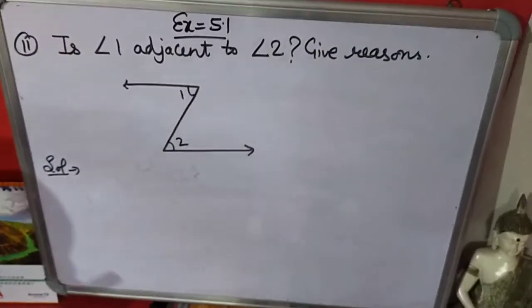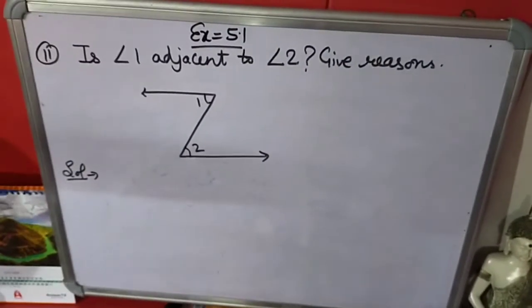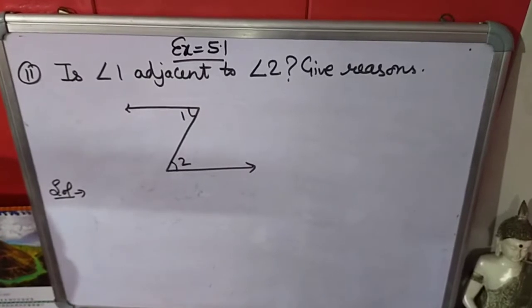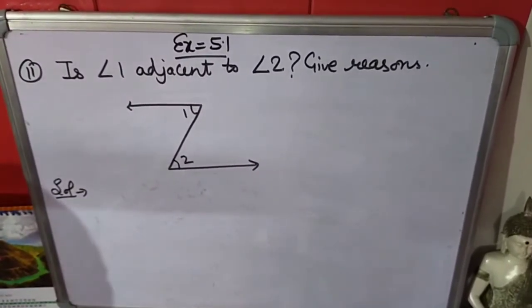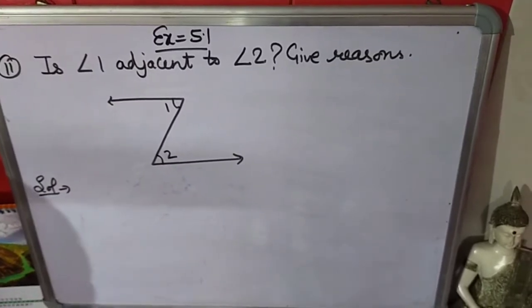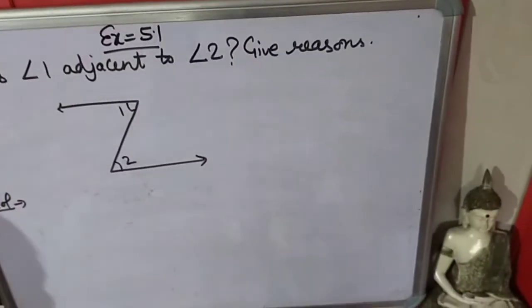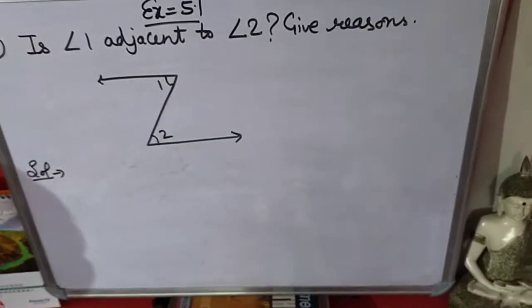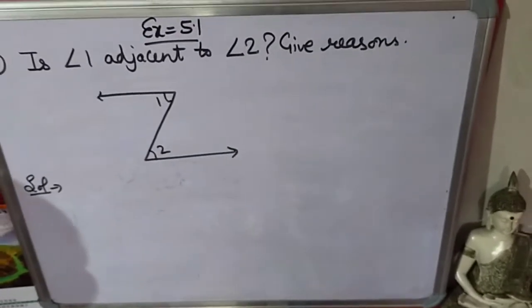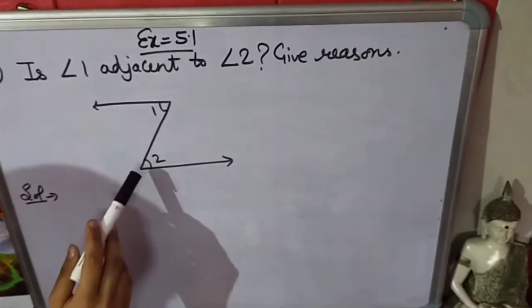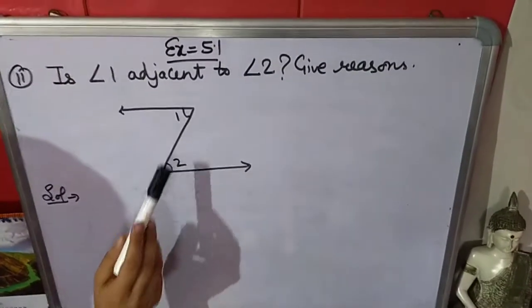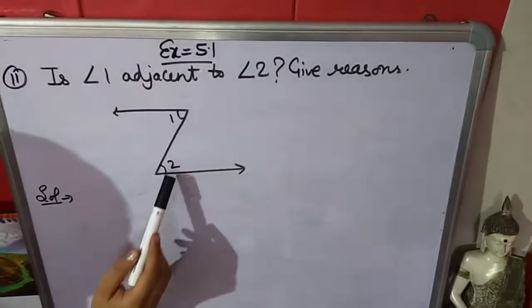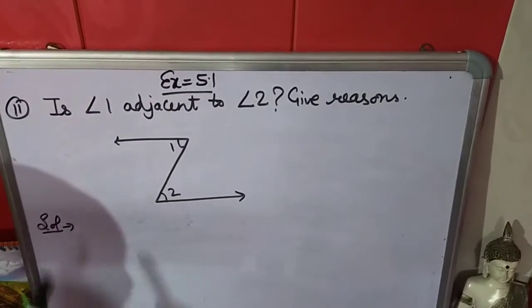Good morning, 7th A. We will do the 11th question of exercise 5.1. Is angle 1 adjacent to angle 2? Give reasons. Now, what is an adjacent angle? If they have a common vertex and a common ray, then they are called adjacent angles. In this question, they have a common ray but they don't have a common vertex, because angle 1 is there and angle 2 is there. Both vertices are different.